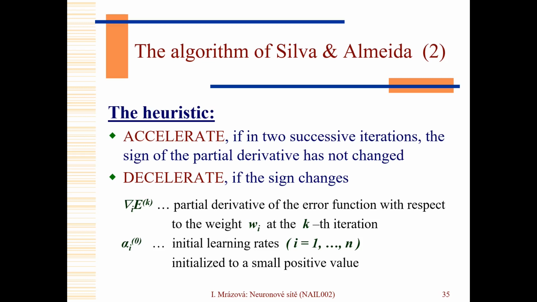So when labeling the partial derivative of the error function with respect to the weight wi at the k-th iteration as the gradient in dimension i of capital E at step k, and the parameter alpha i at the iteration k, then we can proceed to deciding how to change the learning rates for further steps.